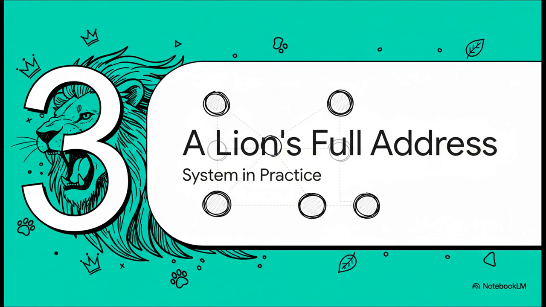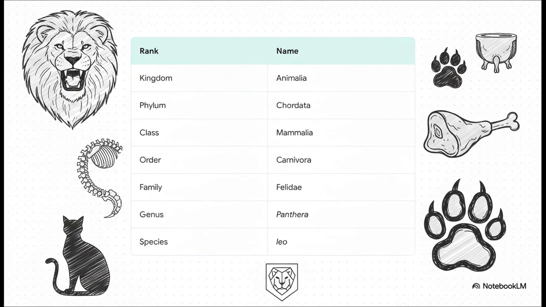We're going to find the full biological address for an animal we all know and love, the lion. Check it out. Here's the lion's full breakdown. It's in kingdom Animalia, phylum Chordata, because it's got a spine, class Mammalia, because it has fur and gives milk, order Carnivora, it's a meat eater, family Felidae, it's a cat, genus Panthera, it's a big cat, and finally, species Leo, which makes it a lion and nothing else. Isn't that neat how it all funnels down?